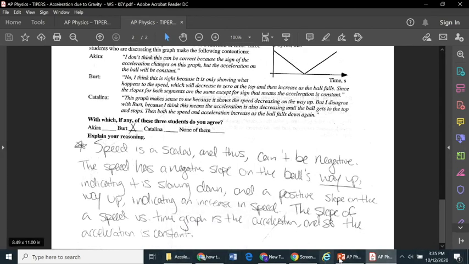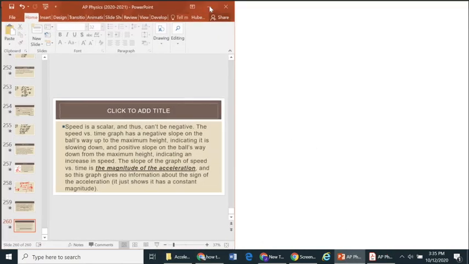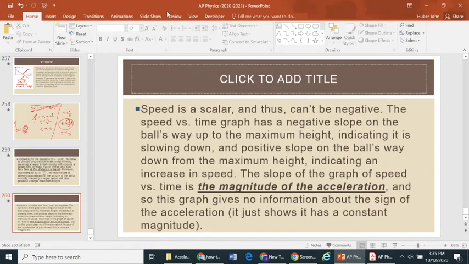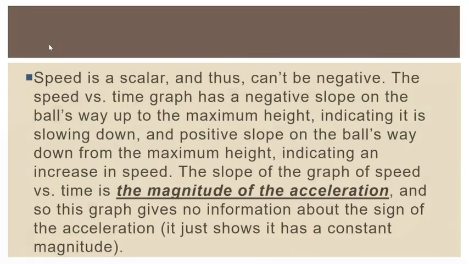And so typed out correctly it should look like this. Speed is a scalar, and thus can't be negative. The speed versus time graph has a negative slope on the ball's way up to the maximum height, indicating it's slowing down, and a positive slope on the ball's way down from the maximum height, indicating an increase in speed. The slope of the graph of speed versus time is the magnitude of the acceleration. And so this graph gives no information about the sign of the acceleration. It just shows it has a constant magnitude.